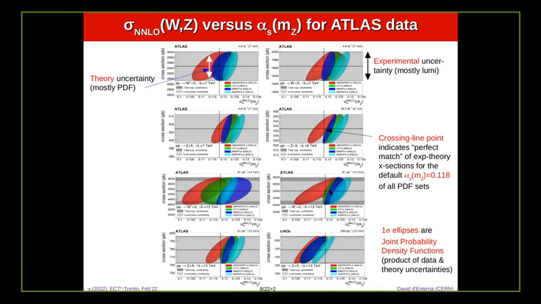So how do we extract alpha S from this? What I'm showing here is the dependence on the x-axis of alpha S on the cross-section. On the horizontal line, you see the experimental value. That's the value, for example, for ATLAS, W plus at 7 TeV. So this is the measurement, and this is the experimental uncertainty, mostly driven by luminosity.